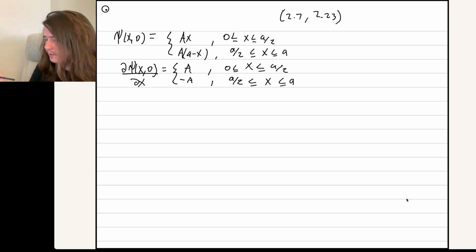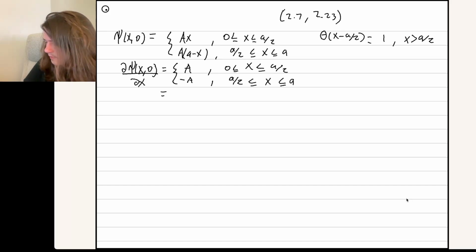But then Griffiths wants us to write it on one line with the expression of the Heaviside function. That is the Heaviside function of x minus a over 2. Let me actually write a better looking theta. Heaviside of x minus a over 2, which is going to be 1 for x greater than a over 2 and 0 for x less than a over 2. That's how the Heaviside function works.